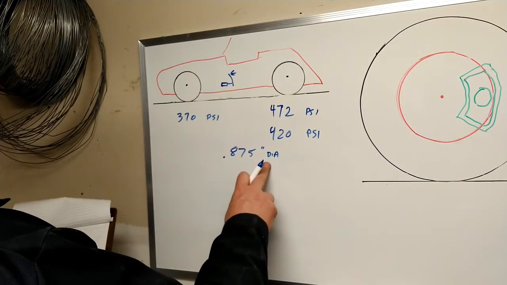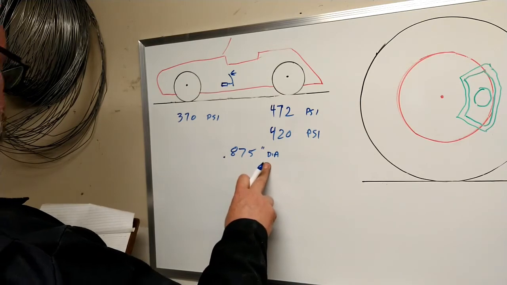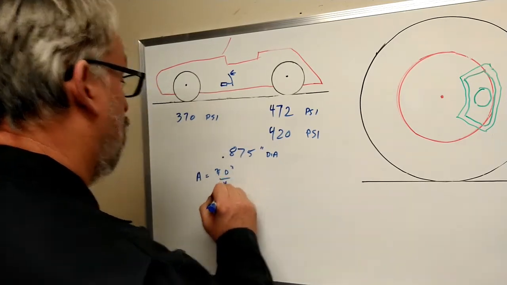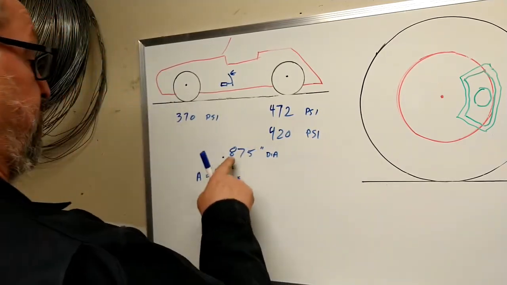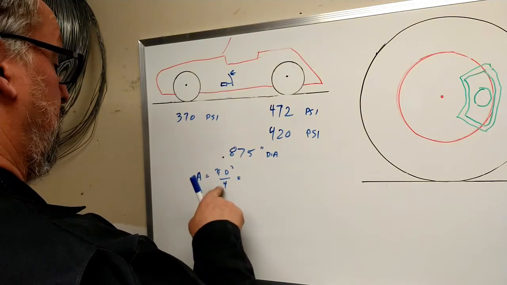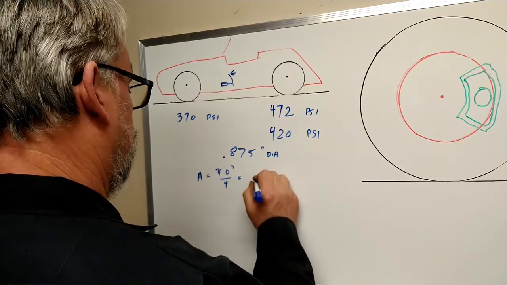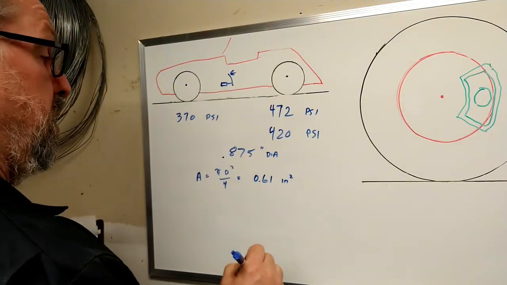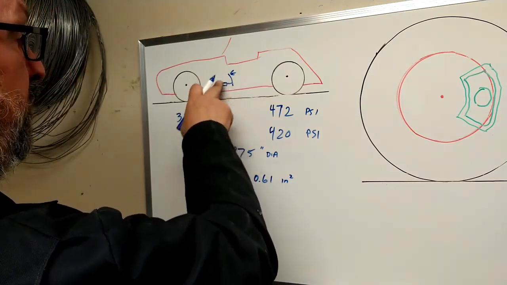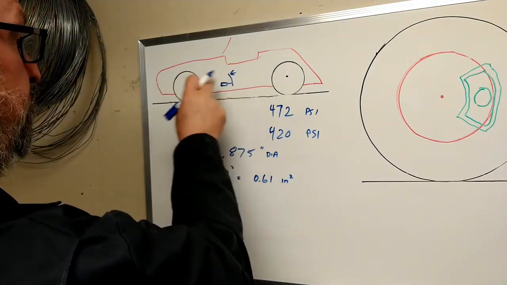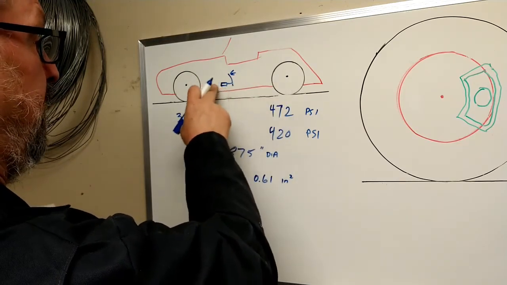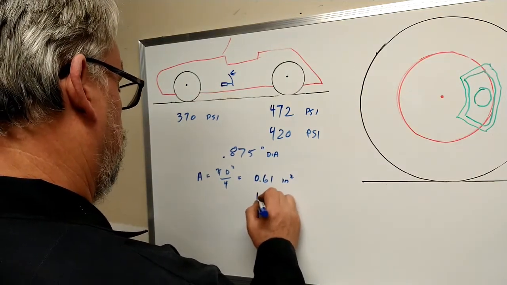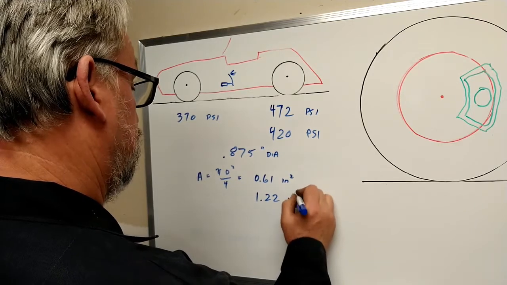So if you have 0.875 diameter master cylinders, the area of them equals pi d squared over 4. So we'll work that through: 0.875 squared times pi divided by 4. You end up with the master cylinder being 0.61 inches squared. And since in that master cylinder arrangement there's two of them, one that goes to the front, one that goes to the rear, the total area of those master cylinders is that times 2, or 1.22 inches squared total.